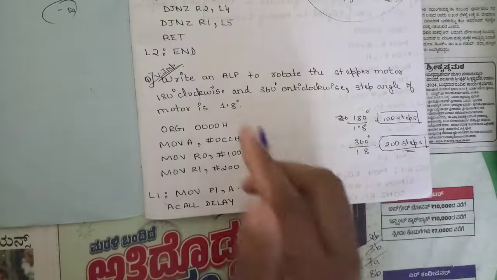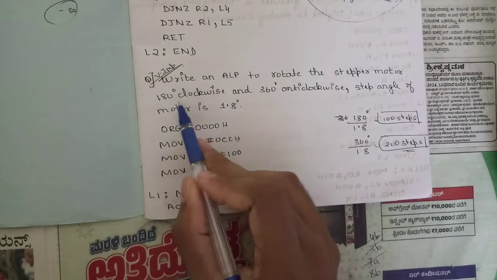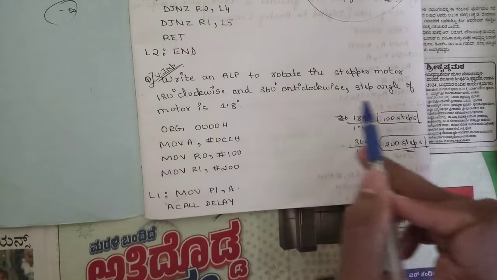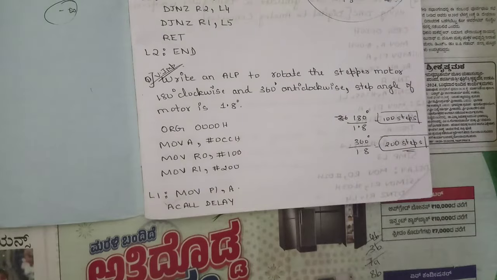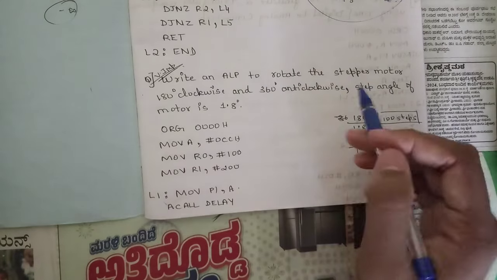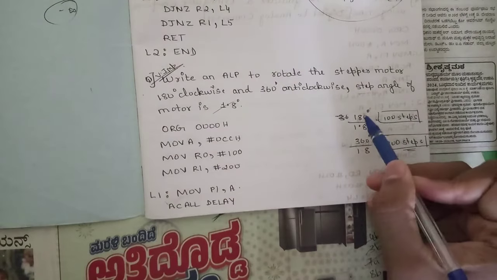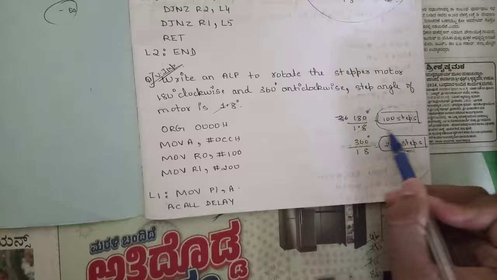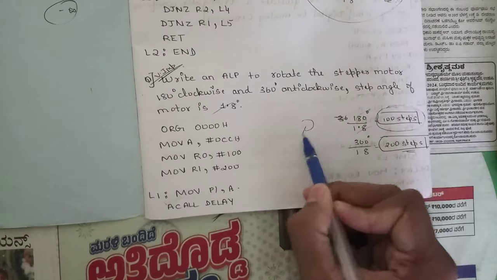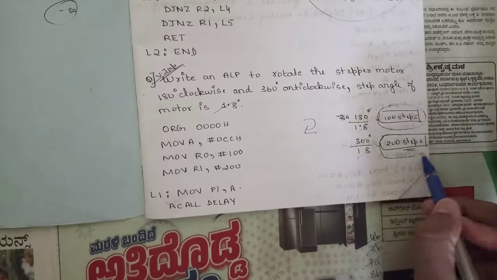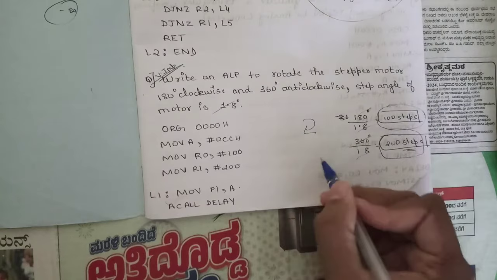Similarly, one more program is there: write an ALP to rotate the stepper motor first 180 degrees clockwise, then 360 degrees anti-clockwise, simultaneously both clockwise as well as anti-clockwise, with a step angle of 1.8 degrees. Here again 180 divided by 1.8, so totally 100 steps it would be taking clockwise. After that 360 divided by 1.8, that is 200 steps anti-clockwise.